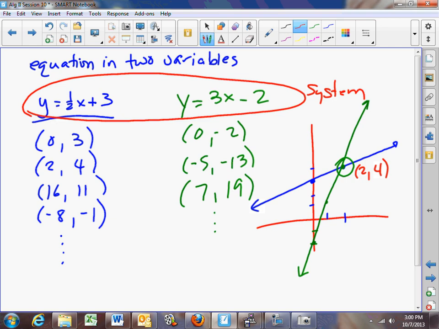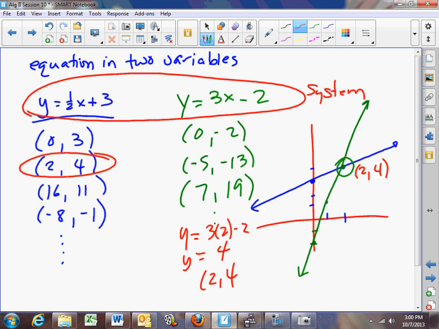So let's try that. If we put 2 in this, oh, well, here it is right here in this first list already. And if we put 2 in here, we get y equals 3 times 2 minus 2, that's 6 minus 2, or 4. So 2, 4 is also a point in that set of ordered pairs that makes the green equation true. So we would report the solution to this system as the point 2, 4. Now, if this system is linear, and the two lines are different and they just intersect in one point, there will only be one solution.